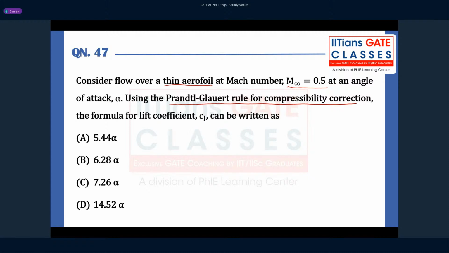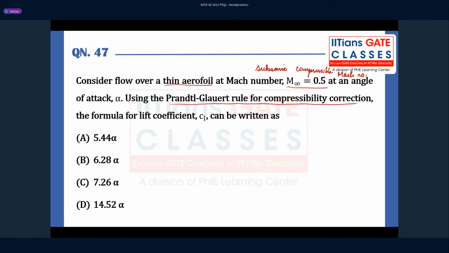The free stream Mach number is given to you as 0.5. The moment you see the free stream Mach number, you should recognize that this belongs to a subsonic compressible Mach number, right? What is the limit of compressibility, guys? It is 0.35, right? So any Mach number which is greater than 0.35 and less than 1 comes under the subsonic compressible category. Now you have to use Prandtl-Glauert compressibility correction.